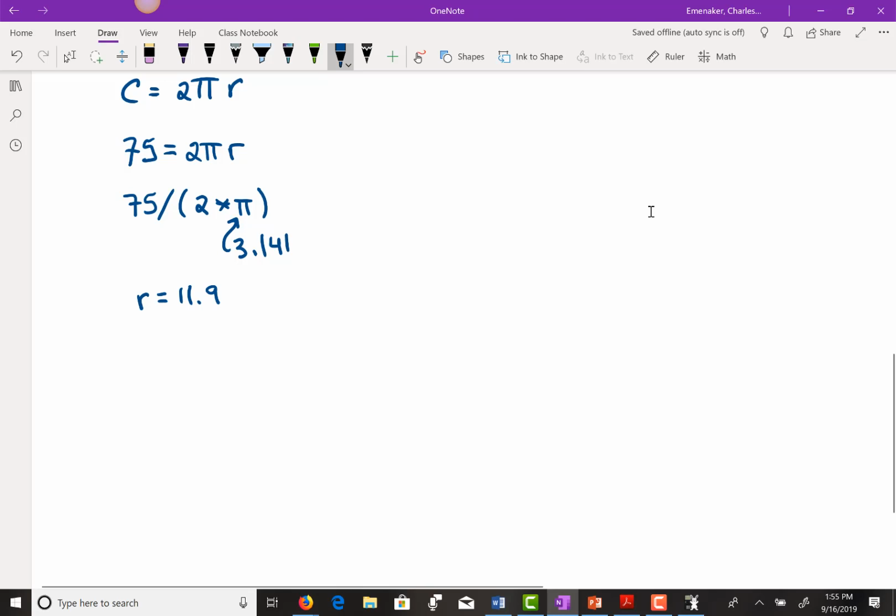Okay. Is this sounding normal or reasonable for a swimming pool? That's right. This is the radius. This is from the center of the pool to the edge, isn't it? But we wanted to know what? All the way across. This is going to give you a radius of 11.9, which will give you a diameter of about 23.8 feet, which is a 24-foot pool.